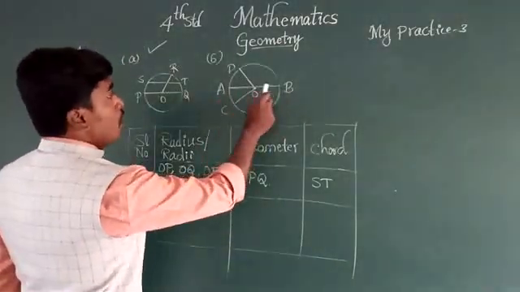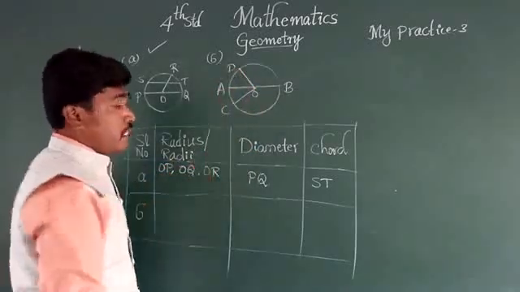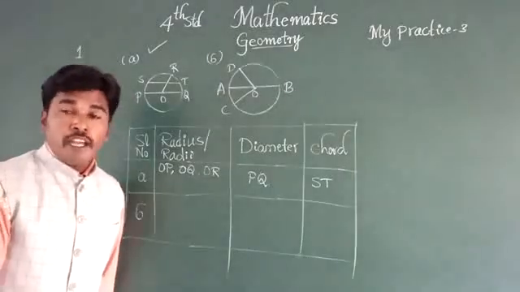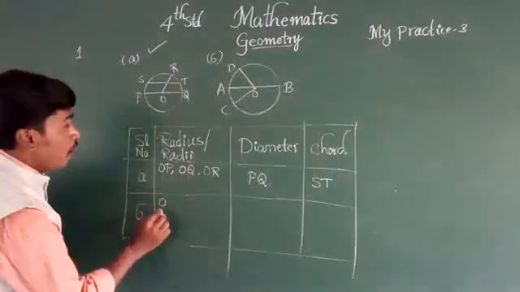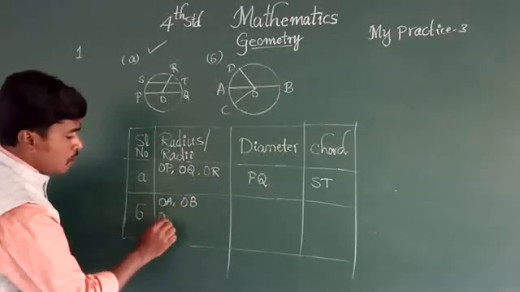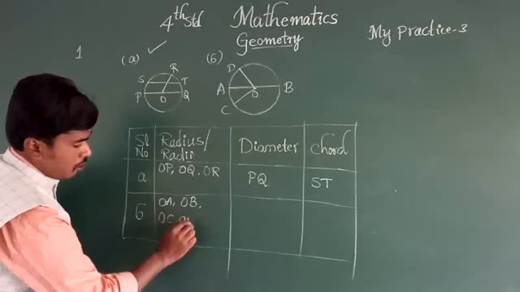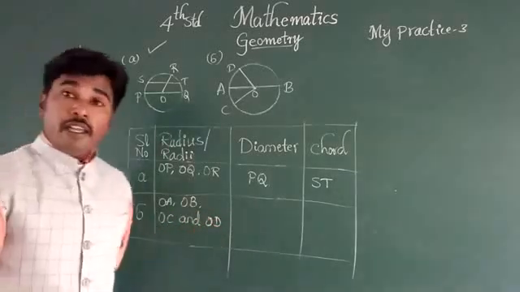OA, OB, OP, OD and OC. These are the radii. More than 2 radius we considered as radii. So OA, OB, OC and OD. So these are the radii.